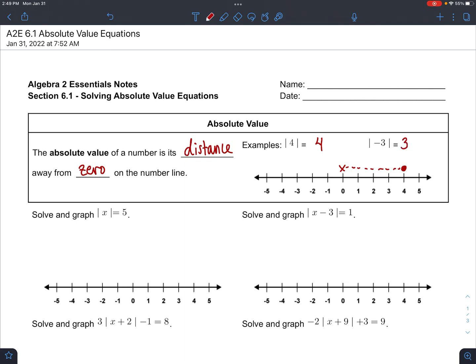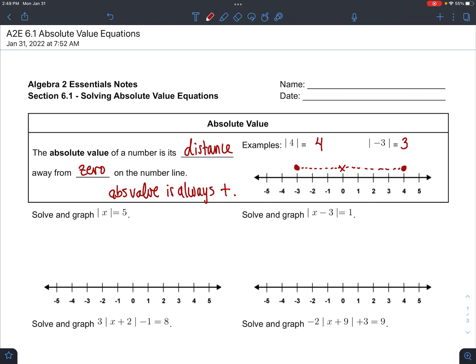And the absolute value of negative 3 is 3 because at negative 3, we are 3 away. So absolute value, which is normally abbreviated ABS on all calculators and computers, is always positive because distance is always positive.